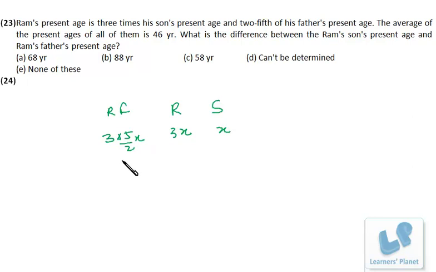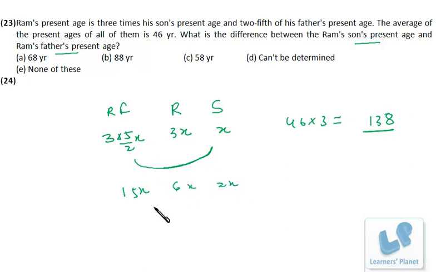Now the average of the present ages of all the 3 is 46. So the total age is 46 into 3, right? What is the difference between Ram's son's present age and Ram's father's present age? That is this. Friends, even we can simplify this ratio. This is 15x, this is 6x, and this is 2x, right? Now 15 plus 6 plus 2, that is 23x, is actually 138. So we have to calculate the difference between these two, that is 13x, right?